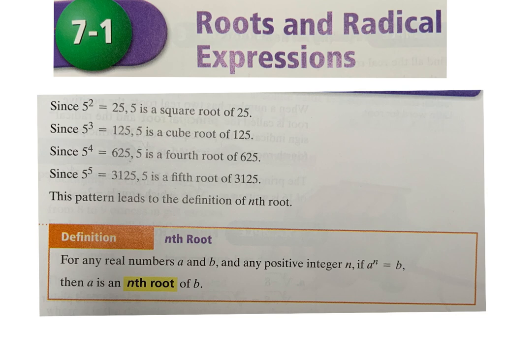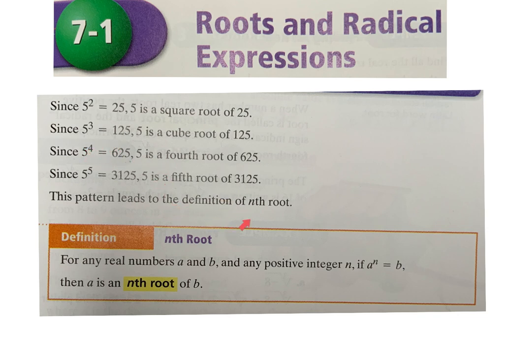You can have different roots. We actually did it with the difference of cubes, right? You had to look for a cube root, which means the third root of it. So they gave 5 as an example. 5 squared is 25, so 5 is considered the square root of 25. 5 cubed is 125, so 5 is the cube root. We also have the fourth root, fifth root.